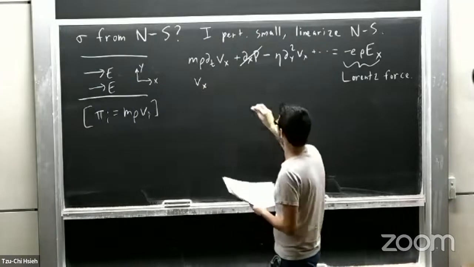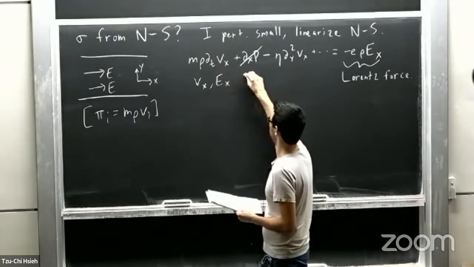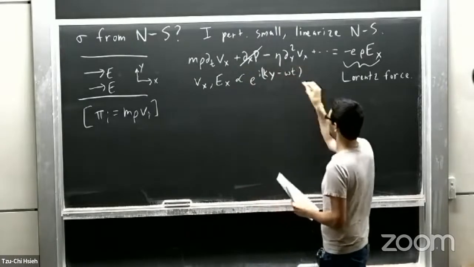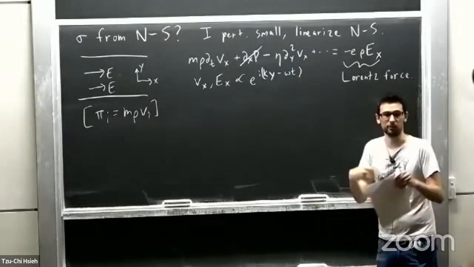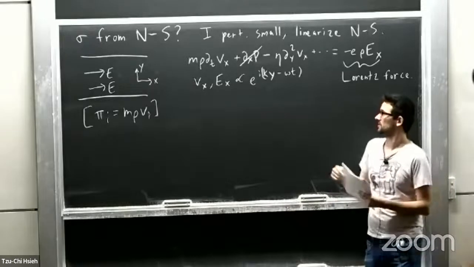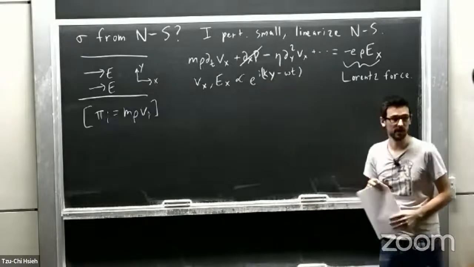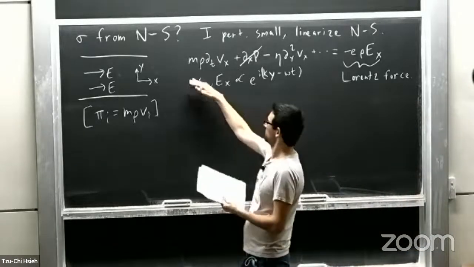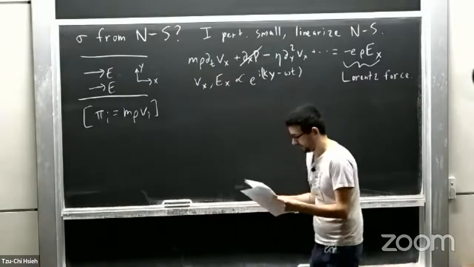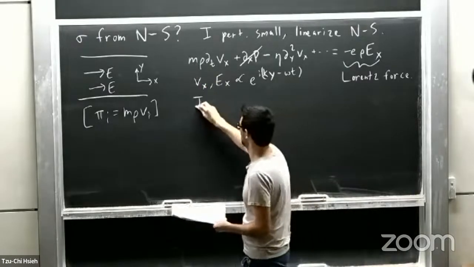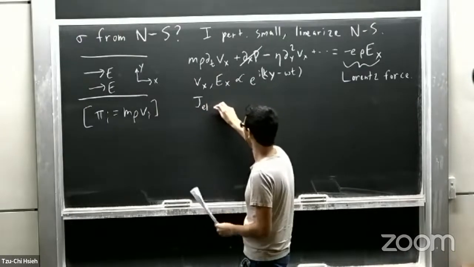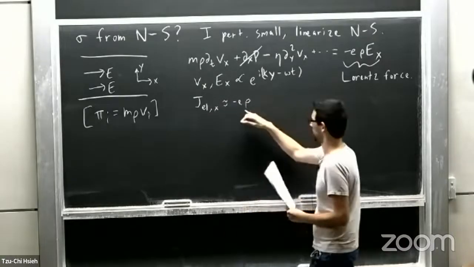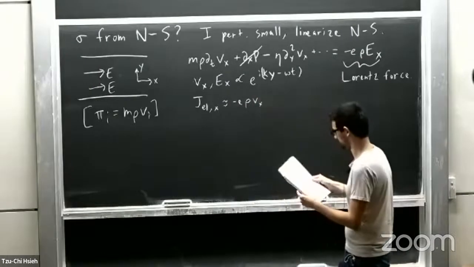Then we'll say that our fluid velocity and electric field are proportional to some plane wave solution. This is just saying, if we modulated the electric field with some wave number k and angular frequency omega, what would happen? So you plug this into this equation and use the fact that the local current density of electrons can be approximately written as minus electron charge times rho times Vx.